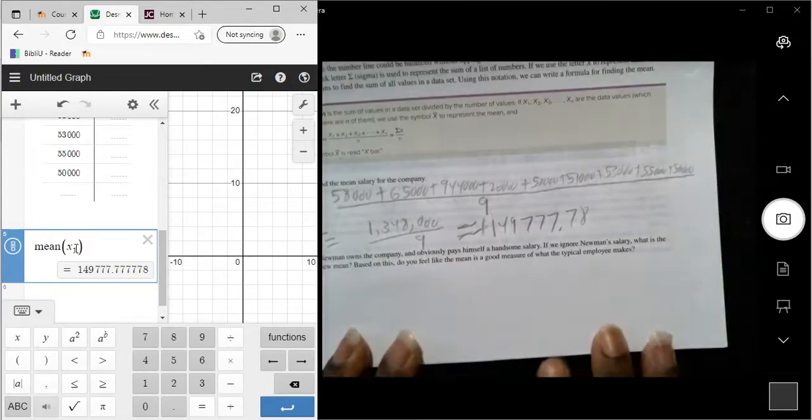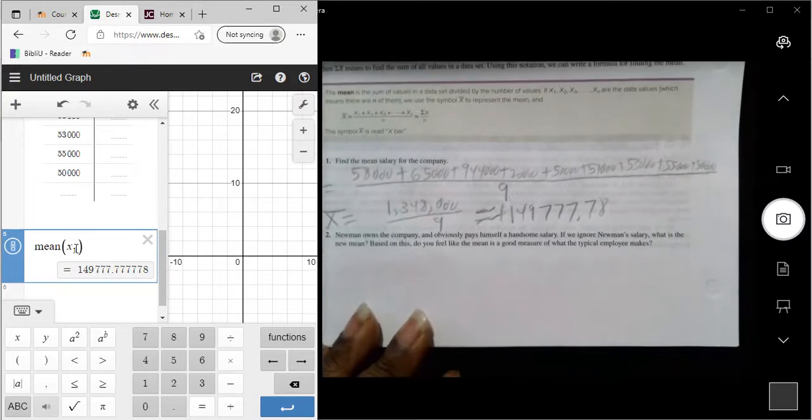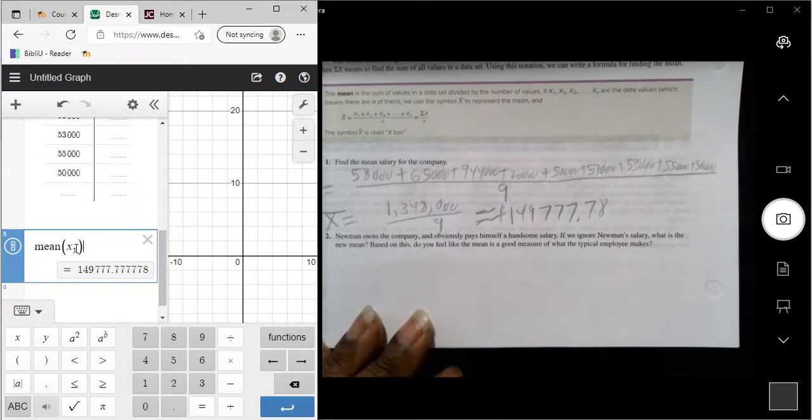Now we go down here to problem number 2. It says Newman owns the company and obviously pays himself a handsome salary. If we ignore Newman's salary, what is the new mean? Based on this, do you feel like the mean is a good measure of what the typical employee makes?